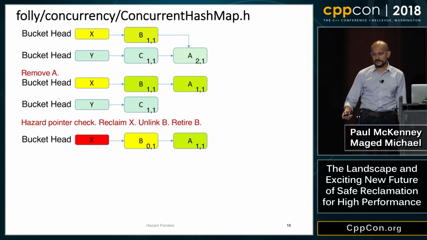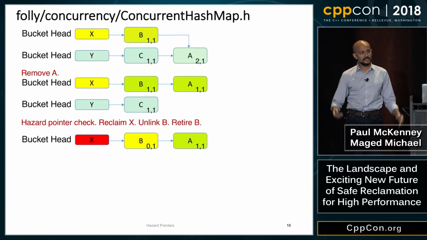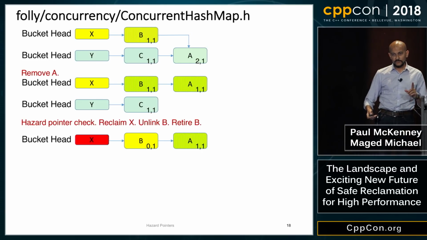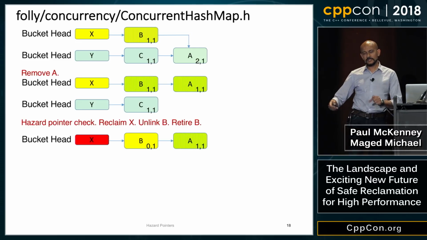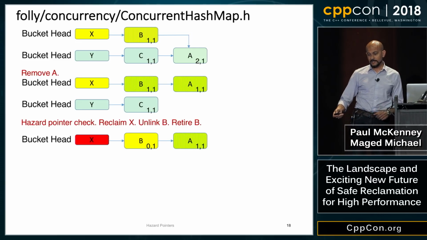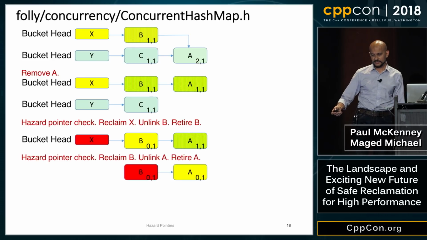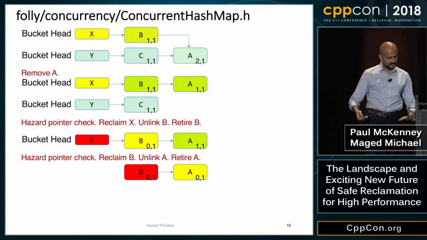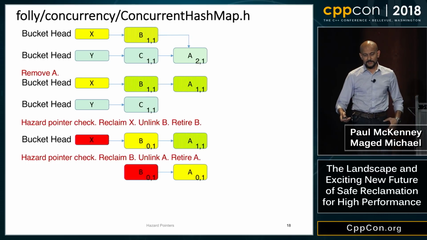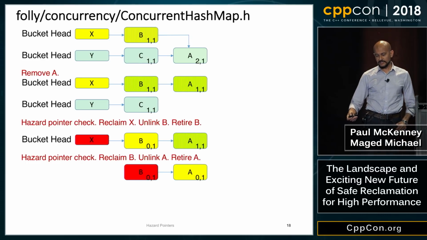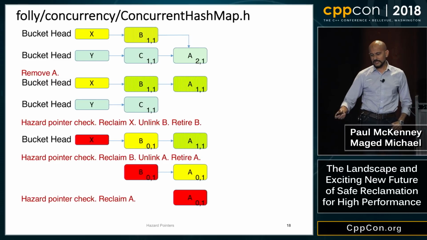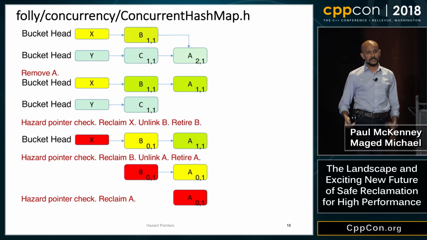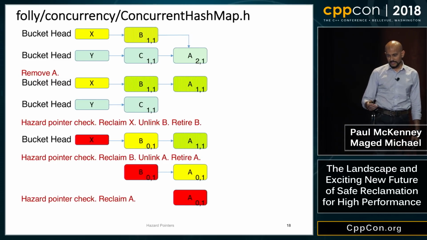Now we check the hazard pointers and find that X is not protected. So we look at the descendants, we unlink B, and now B is completely retired. And then we reclaim X. Now we check the hazard pointers again, and we find that B is reclaimable, so we reclaim it and unlink A. And now A becomes retired. And finally, we do another check and find that A is reclaimable and reclaim A.